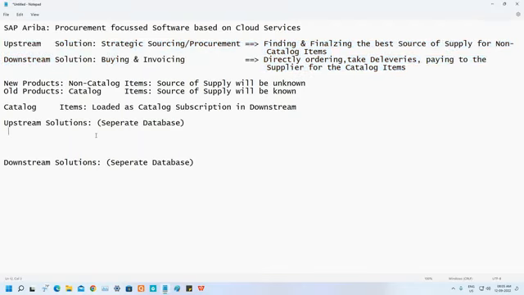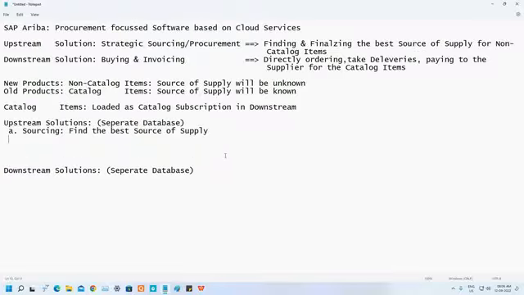First and foremost, when you go into upstream, we will begin with sourcing. What is the meaning of sourcing? The sourcing solution actually means, in a very simple way, find the best source of supply. Find the best source of supply. That is basically nothing but the upstream solutions. Done.